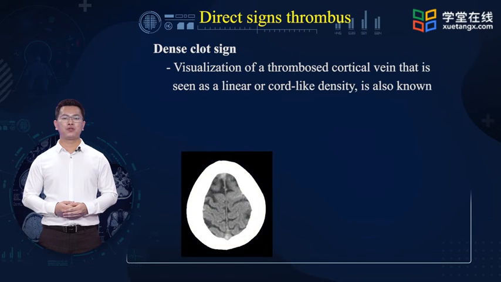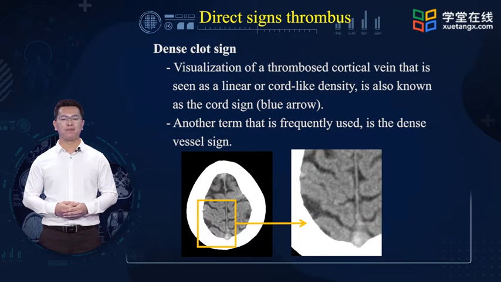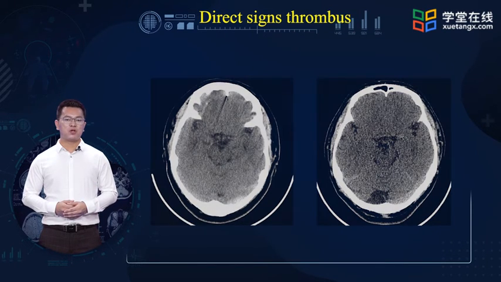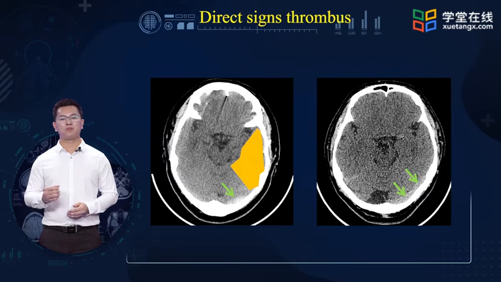Visualization of a thrombosed cortical vein that is seen as a linear or cord-like density is also known as the cord sign. Another term that is frequently used is the dense vessel sign. This non-enhanced CT shows the dense clot sign in a thrombosed cortical vein. These images show us this patient with a hemorrhagic infarction in the temporal lobe due to the thrombosis within the transverse sinus, which appears as dense clot sign on CT.